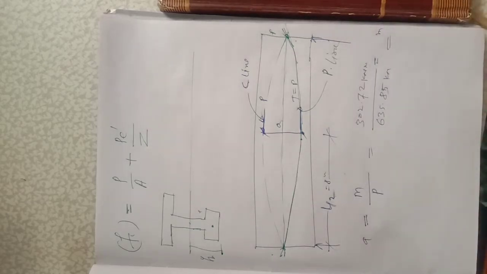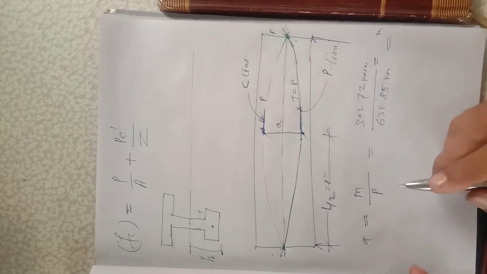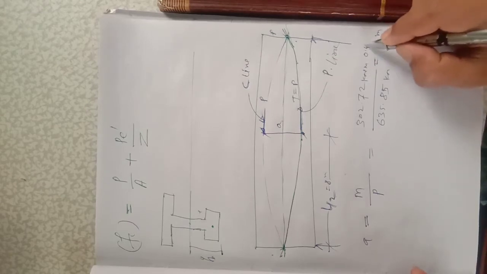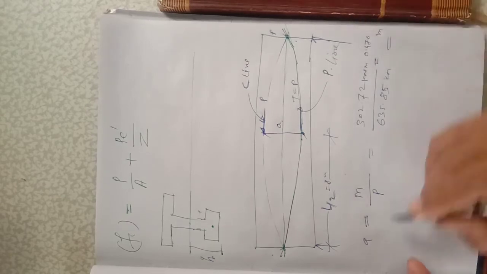So 302.72 divided by 635.85, we get 0.476. 0.476 is the value of A.